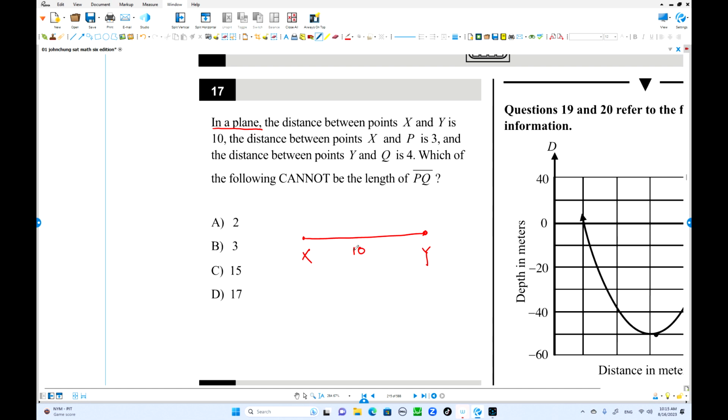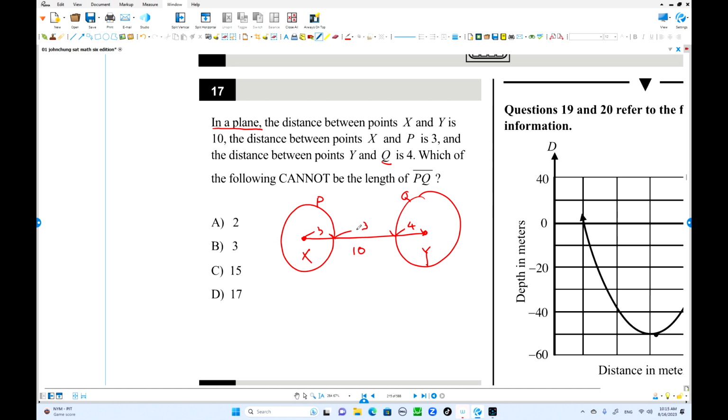Okay, and the distance between x and p is 3. P is over here, right? That is a plane. You're going to make a circle. P must be on this circle. That is 3, okay? And Q is what? The distance from y is 4. This is another circle there. This is Q. So this side is 3, isn't it?